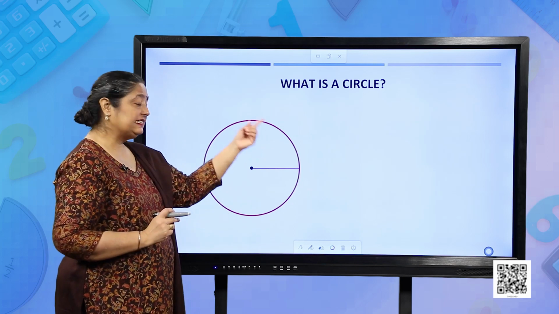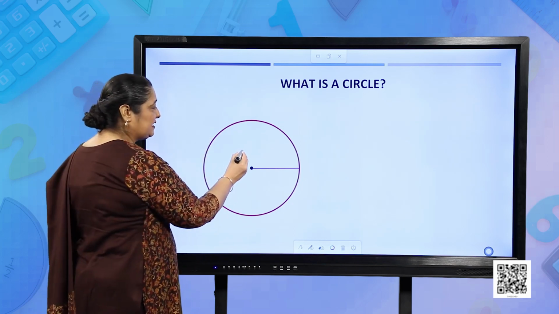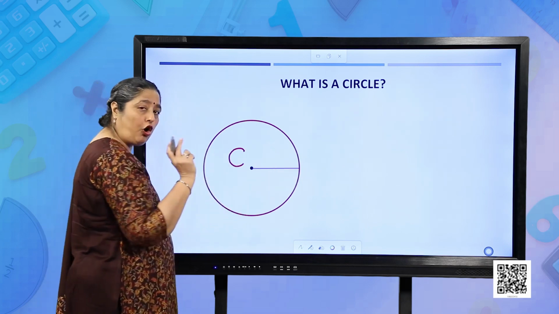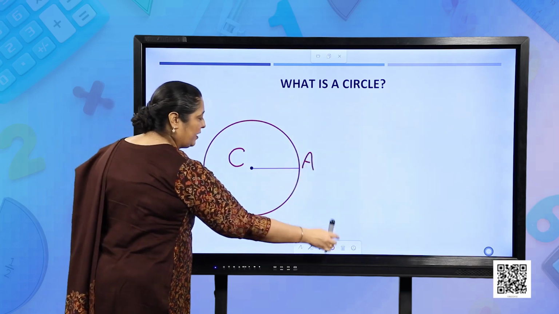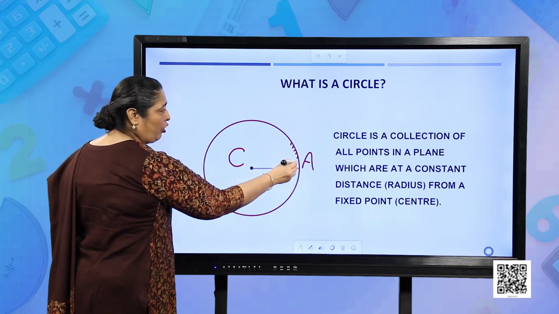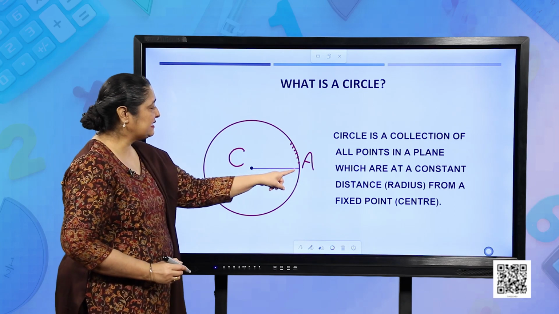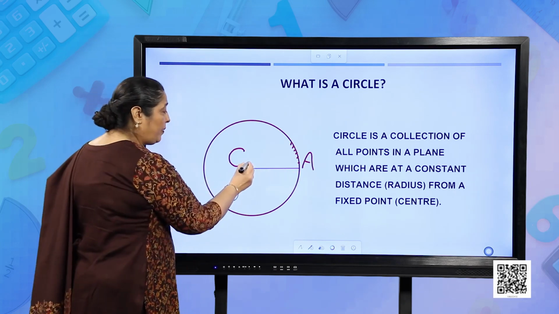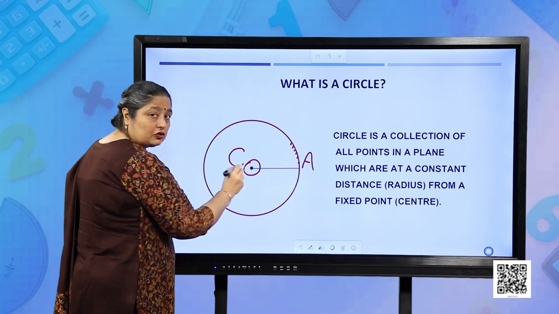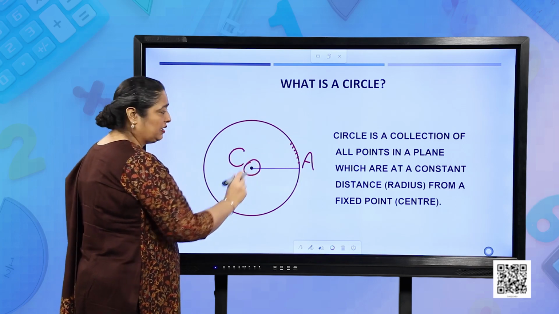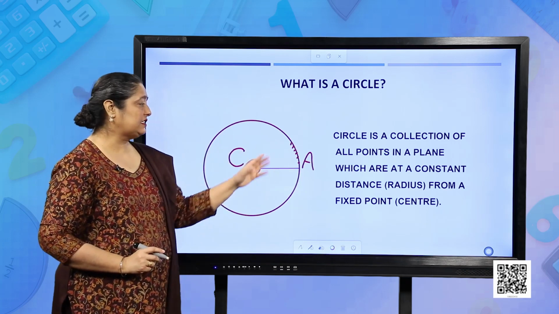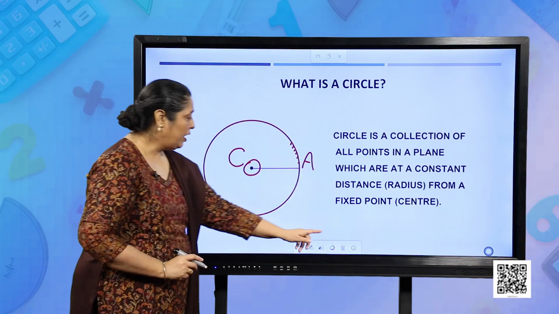Your favorite pizza. This is a circle, and let me mark the center of the circle. This is C, the center of the circle. This is any point on the circle. Let me mark it as A, right? So, the circle is a collection of all the points in a plane which are at a constant distance from a fixed point. This is called the center of the circle. The fixed distance, CA, is called the radius of the circle. So, a circle is a collection of all the points in a plane which are at a constant distance from the fixed point. So, let us move forward.